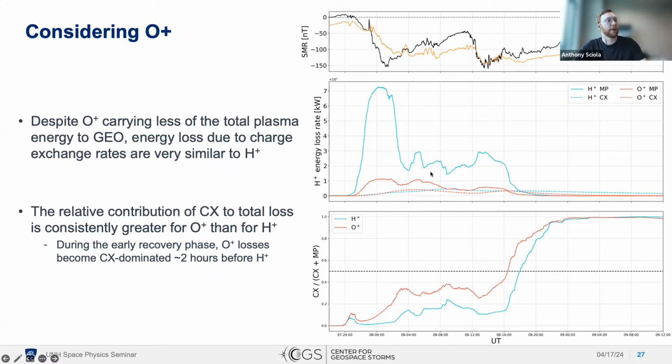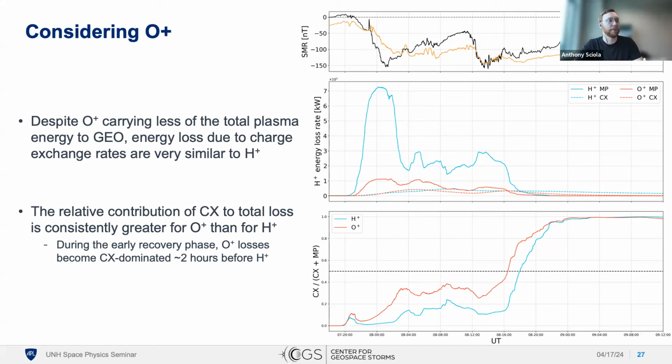Now, if we include the effects of O plus as well, this is the same plot as the previous page, but including O plus losses as well. What we see is that despite O plus carrying less of the total plasma energy to GEO, the energy lost due to charge exchange rates is very similar to H plus. Now this may seem intuitive at first because the O plus charge exchange cross section is larger, but that isn't the only difference between these two populations. O plus has come in and has become on average more adiabatically energized and scattered, and may have different distributions in the magnetosphere, and so it's not necessarily obvious that this would be the case.